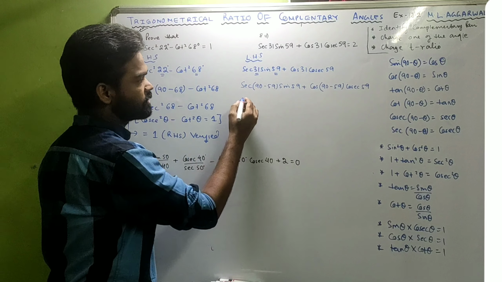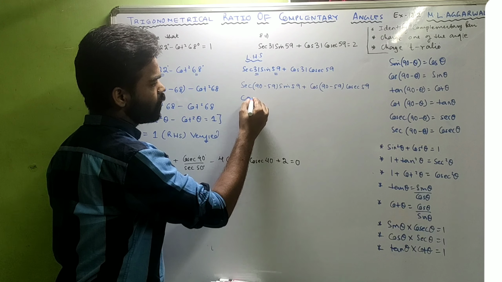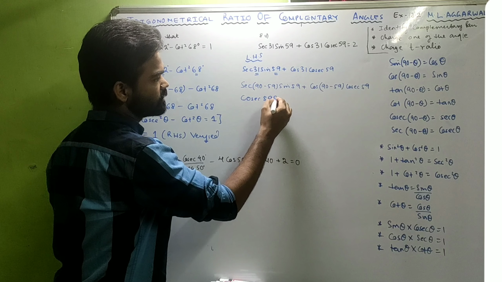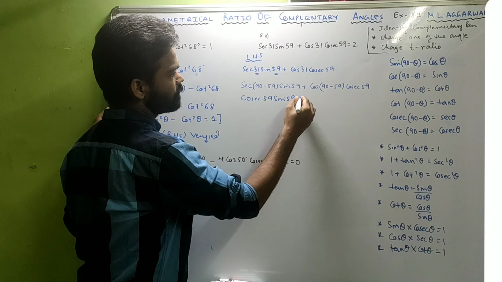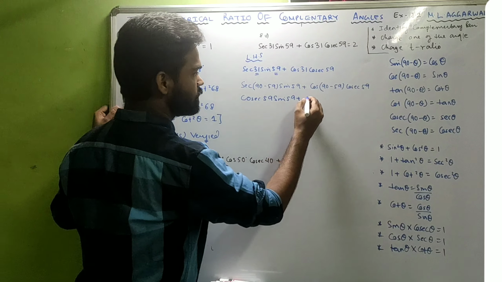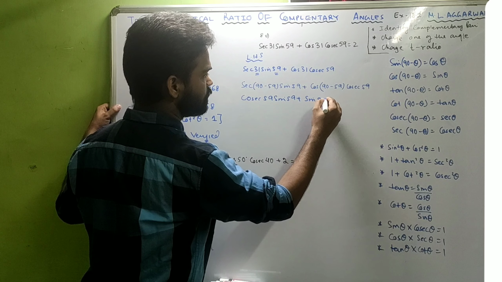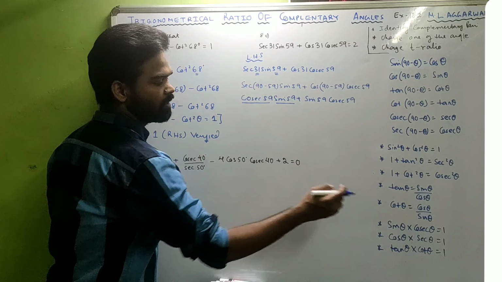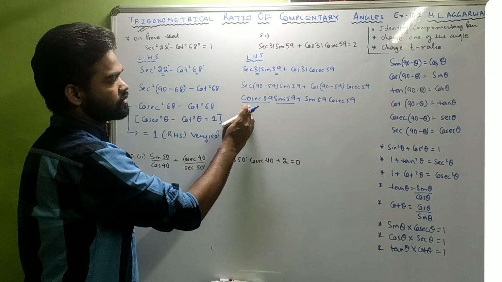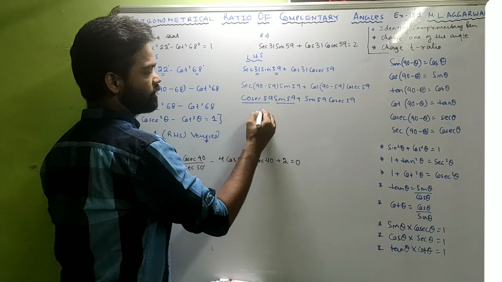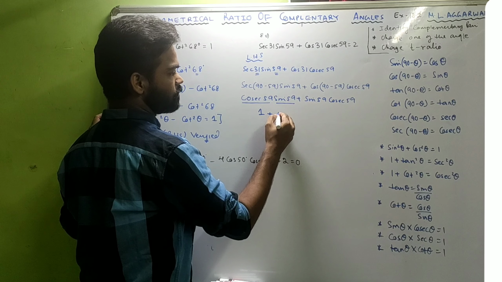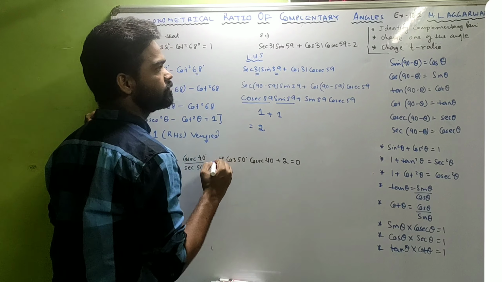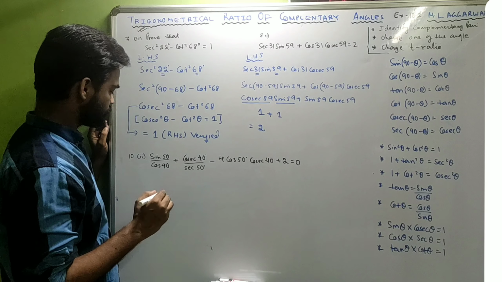Now sec 90 minus theta is cosec theta, isn't it? Just look carefully. And cos 90 minus theta is sin 59. Now look carefully. Cosec and sine are reciprocal to each other, and sine theta multiplied by cosec theta will give you 1. So cosec 59 into sine 59 will give you 1, plus over here is 1. So that's 2 proved. Okay.